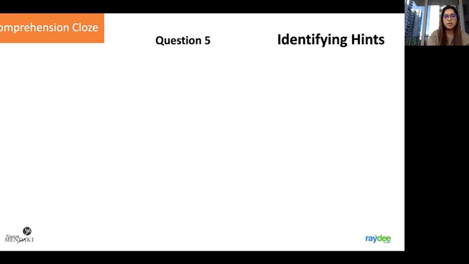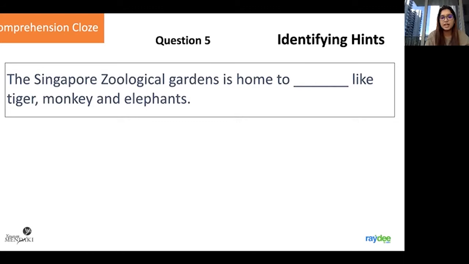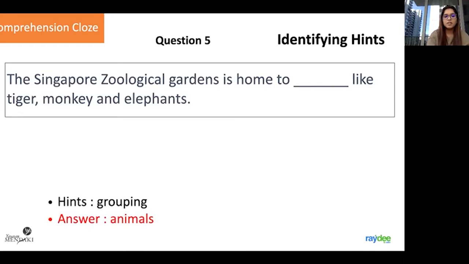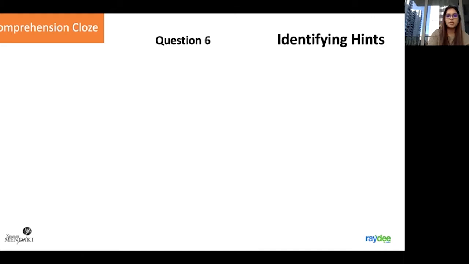All right, moving on to the next extract. The Singapore Zoological Gardens is home to what, like tigers, monkeys, and elephants. Now, as I have mentioned in the very first extract, like introduces examples. So over here, the hint is you have to group them together. The Singapore Zoological Gardens is home to animals, right? Animals like tigers, monkeys, lions, and elephants, sorry. So animals. Okay, moving on.